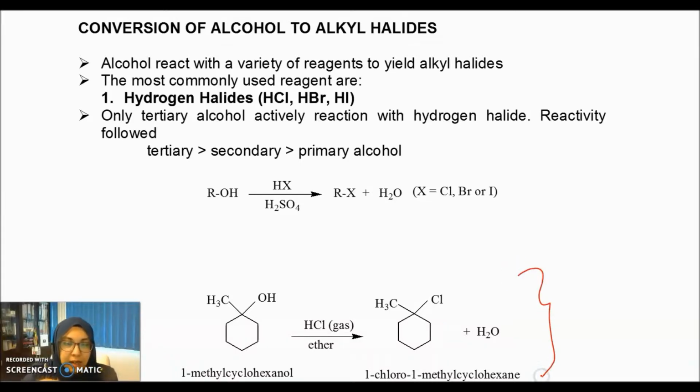Essentially they are just substitution. We are going to substitute the OH, the hydroxy group, with whatever halogen we use. If you use HBr, then it will become Br. If you use HCl, it will become Cl.